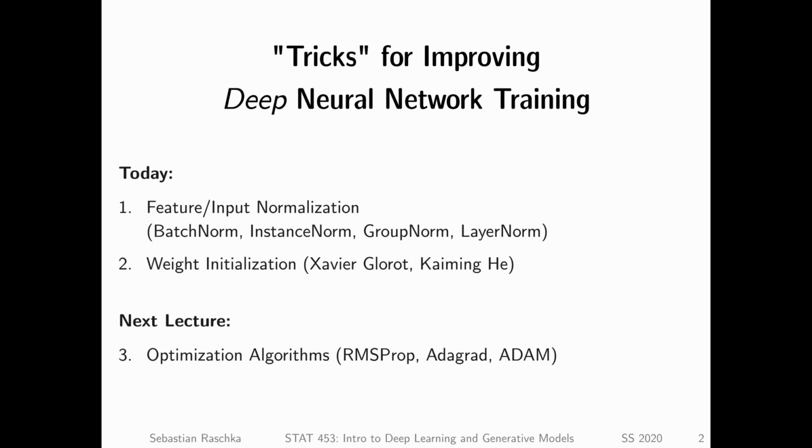So the first part of today's lecture will be on feature and input normalization. There are multiple techniques for this. There's batch normalization, instance normalization, group normalization, layer normalization, and so forth. And why we care about this is that these are methods that can help us train deep neural networks more, I would say, efficiently. So using these techniques, we usually need fewer iterations to converge, but also it helps convergence. Usually it can also help generalization performance, and it also really helps with really deep neural networks.